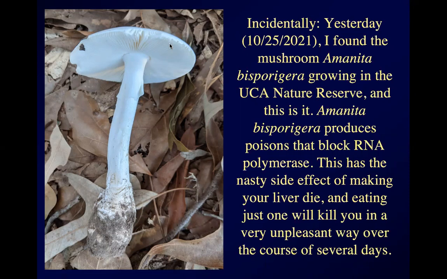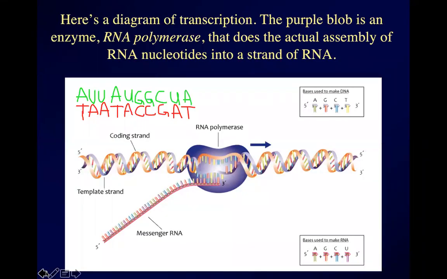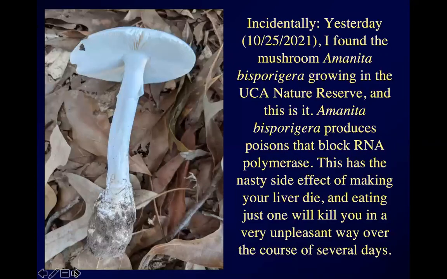The toxins block RNA polymerase. They take this entire process of making messenger RNA and jab a monkey wrench right in the gears. They shut it down. This has the nasty side effect of making your liver die.